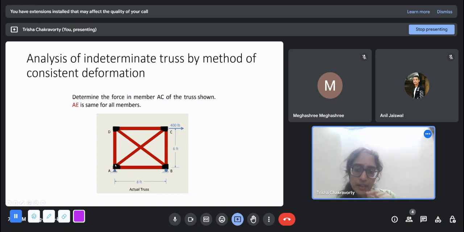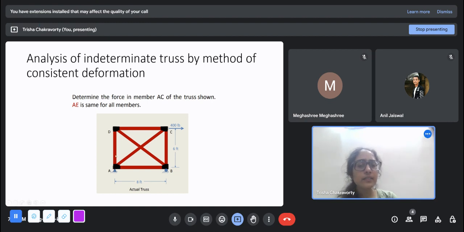6 members plus the number of external reactions, so 6 plus 3, we have 9 unknowns, and we have 4 joints. So 4 into 2, 8 equations. So this truss is 1 degree statically indeterminate, and that is basically an internal indeterminacy.